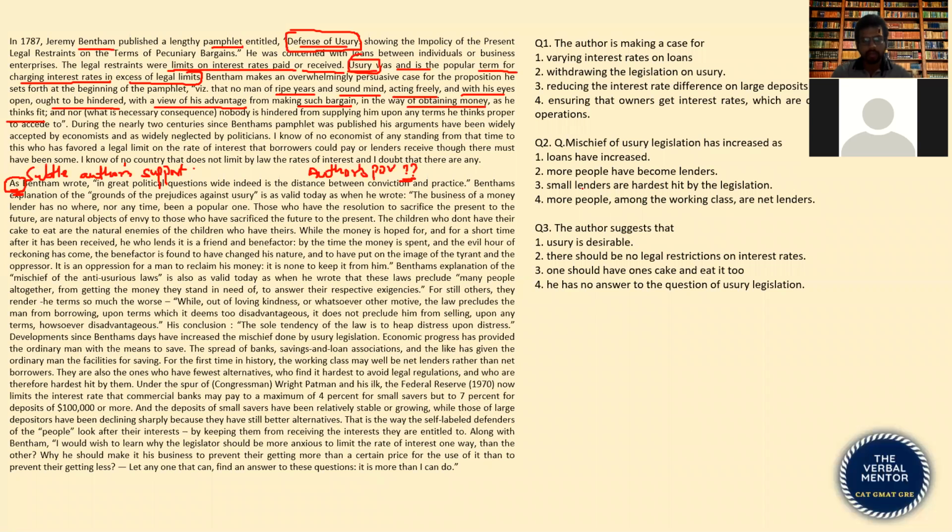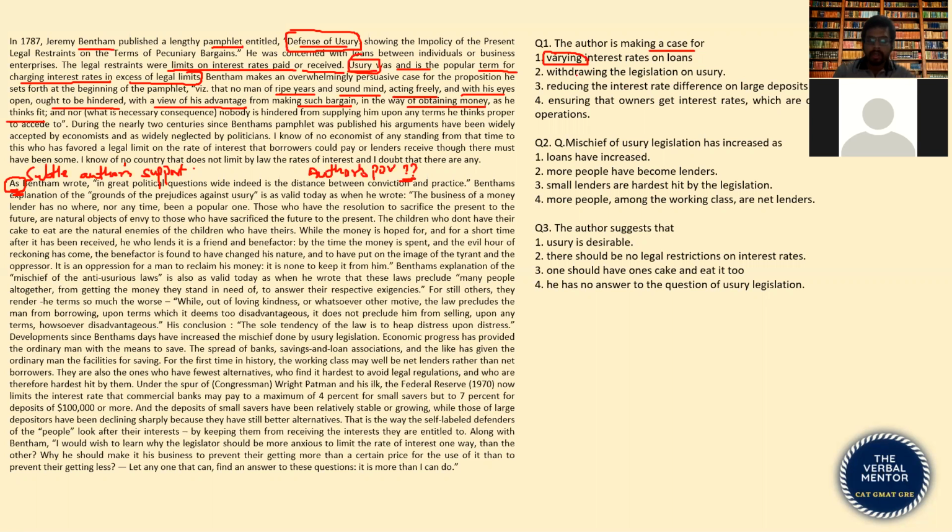Okay, now let's look at the questions. The author is making a case for, all right, option 1, varying interest rates on loans. It's not about varying interest rates. Variation must already be present. The author is not making a case for variation. He is rather making a case for not having a ceiling or upper limit on the interest rates.